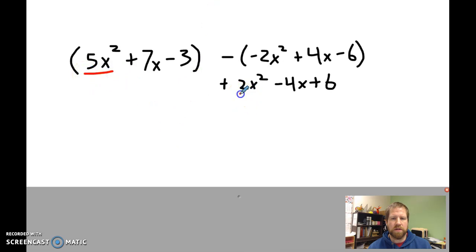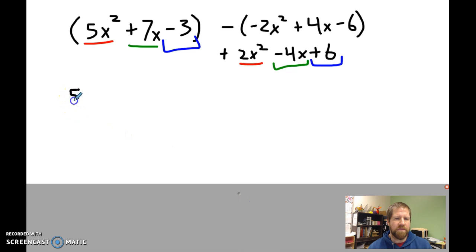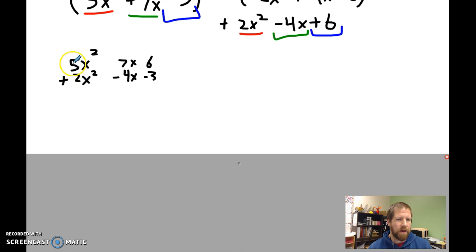Identify my like terms, x squared, 7x, negative 4x, negative 3, positive 6. Okay, and I'll do it vertically this time. So I've got 5x squared plus 2x squared, and then I've got a 7x minus 4x, and I've got a 6 minus 3. 5 plus 2 is 7, 7x squared, 7 minus 4, 3x, it's positive, so it'll be plus, 6 minus 3, 3, positive, so it'll be plus. So we have 7x squared plus 3x plus 3.